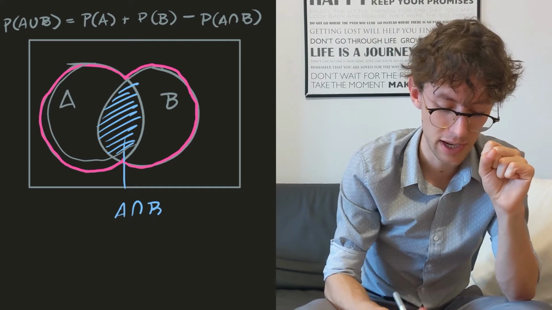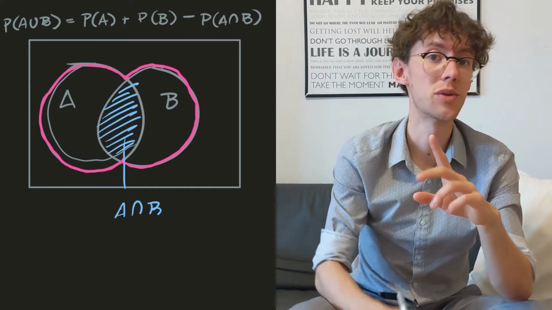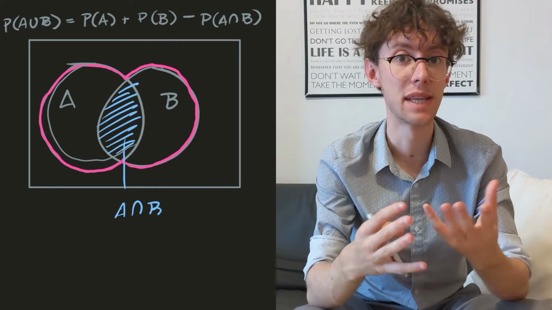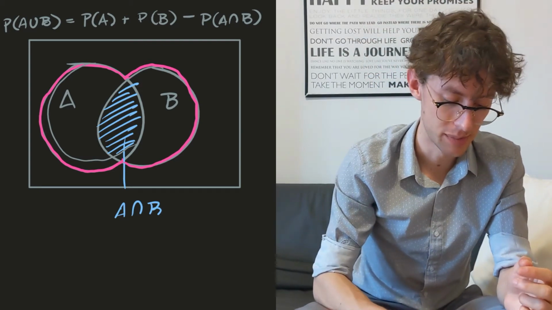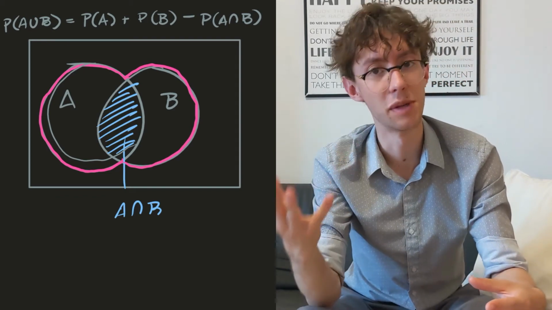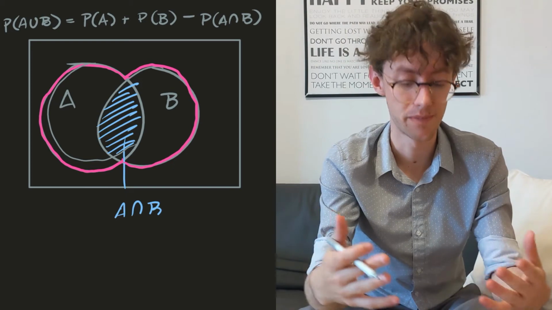So what I need to do is subtract this A intersect B once, so that I make sure I have it only once in the whole probability that I am measuring. Hence, the probability of A union B is equal to the probability of A plus the probability of B minus the probability of A intersect B.